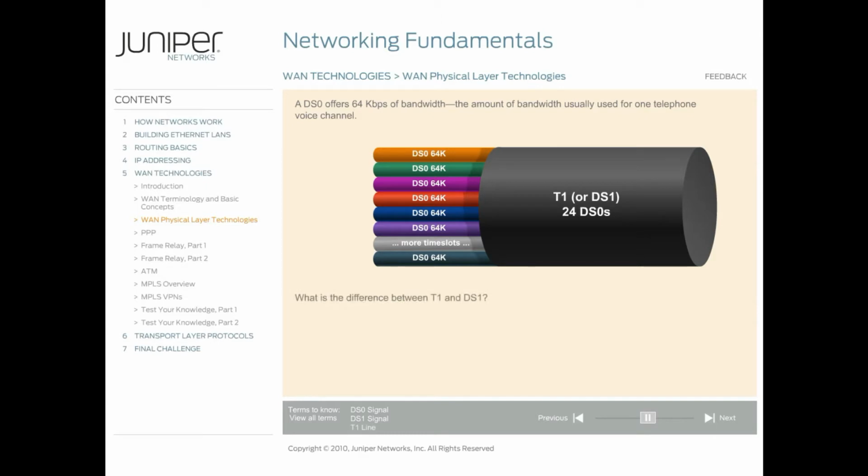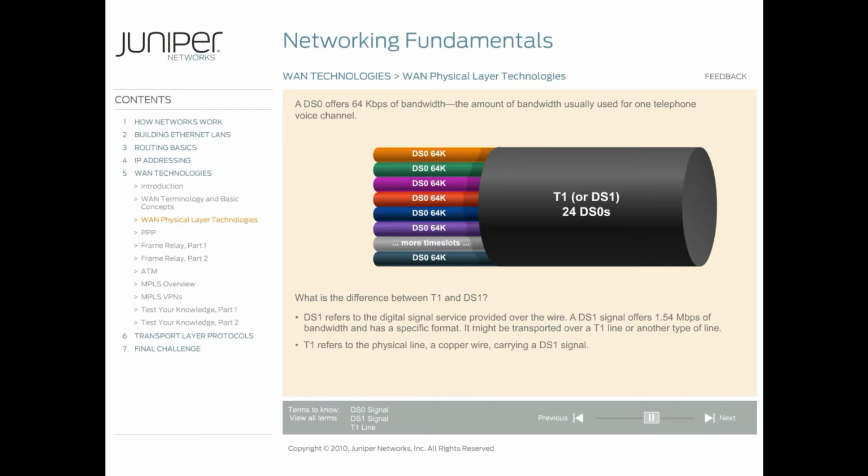You'll often hear people use the terms T1 and DS1 interchangeably, but technically speaking, they're not the same. The term DS1 refers to the digital signal service provided over the wire. A DS1 signal offers 1.54 megabits per second of bandwidth and has a specific format. It might be transported over a T1 line or another type of line. The term T1 refers to the physical line, which is copper wire, carrying a DS1 signal. If a DS1 circuit is transported over another type of material, such as fiber, it is no longer a T1.